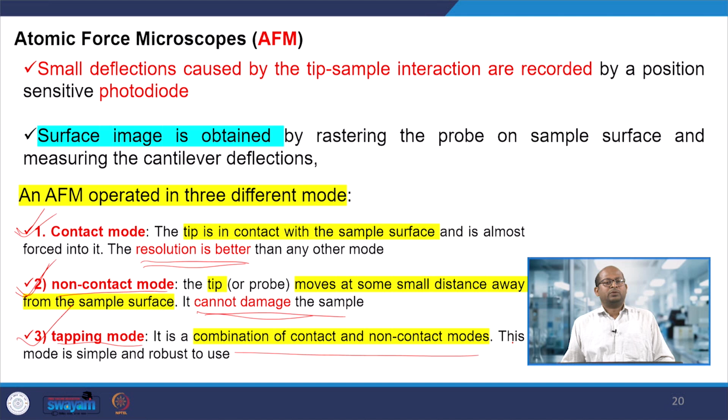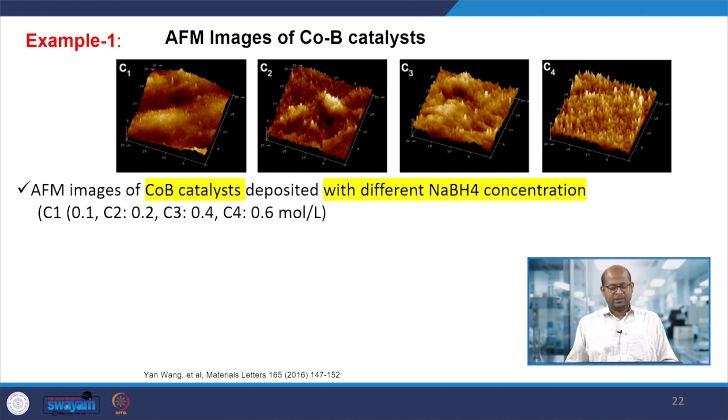So in this process also we can get that AFM image. Here a few examples we are going to show. Here is the AFM image of a cobalt boride catalyst. It was prepared with the help of a cobalt precursor, that may be cobalt chloride or cobalt nitrate, and then sodium borohydride was used as a reducing reagent. Once metal chloride or nitrate reacts with sodium borohydride in the presence of a basic solution, cobalt boride is deposited, okay.